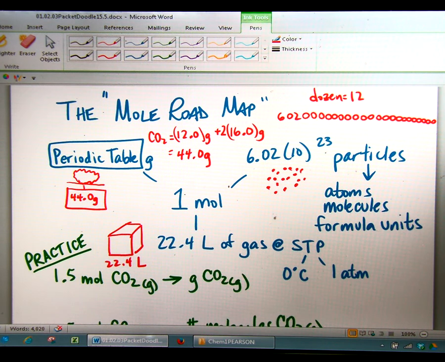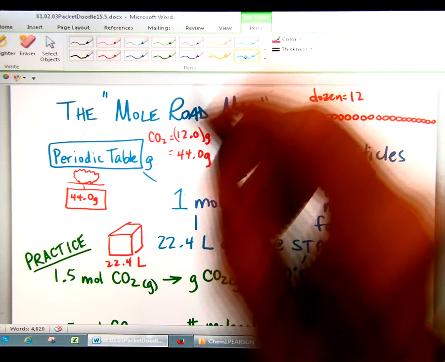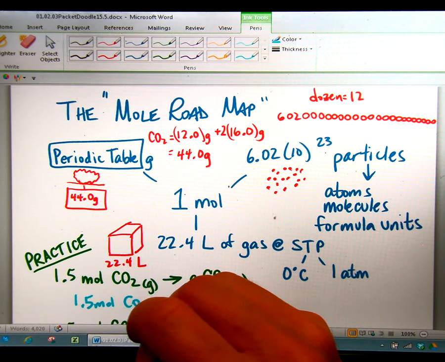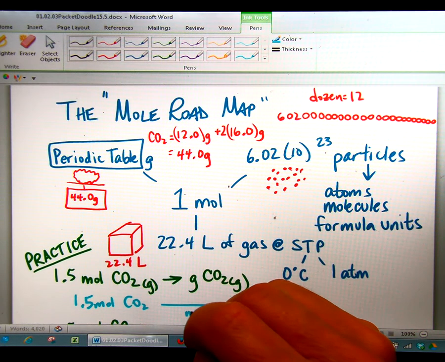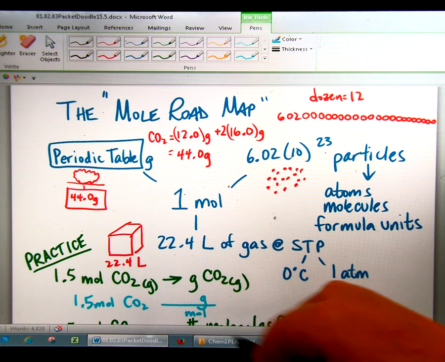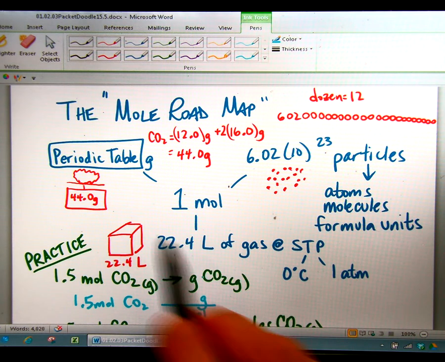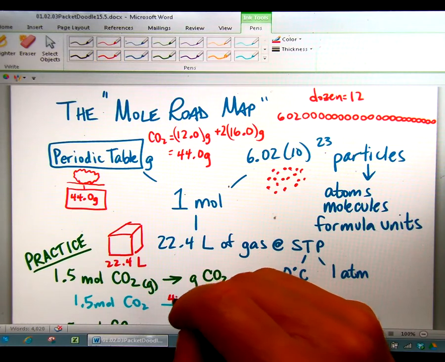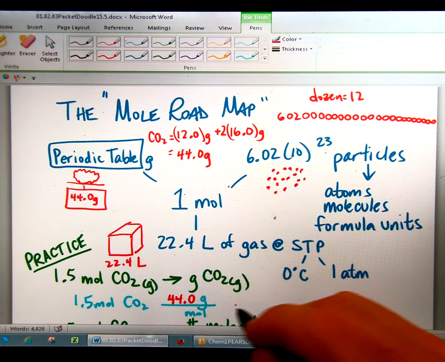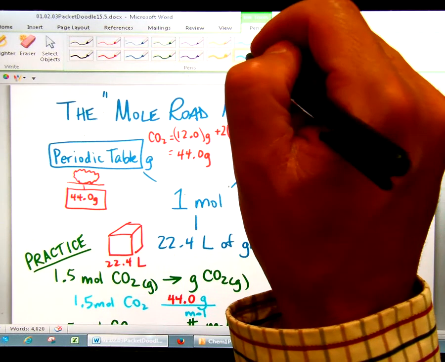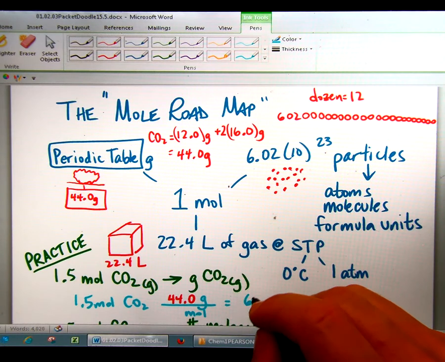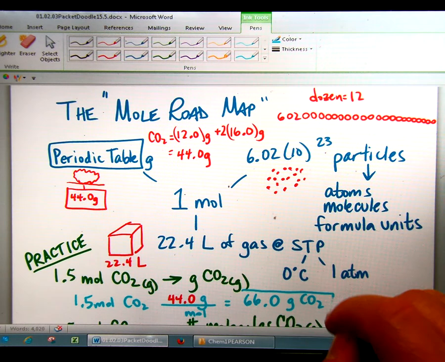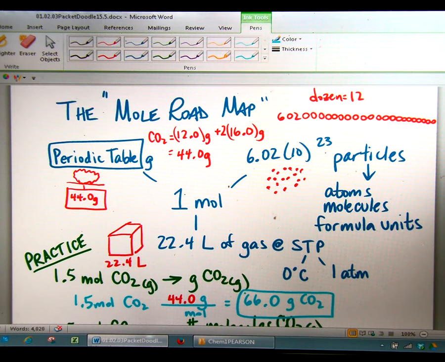1.5 moles of CO2. So I'm going to use 1.5 moles, and we're going to use conversion factors. I want to get rid of moles, so that has to go on the bottom. And I'm going to go to grams, that goes on the top. So how many grams are in a mole? That comes from the periodic table. In this case, it was 44. So I'm going to write 44.0 grams. And then you're just going to take 1.5 times that, which hopefully in your head you could do as 66.0 grams of CO2. So we're just doing conversions, but now with the mole roadmap.